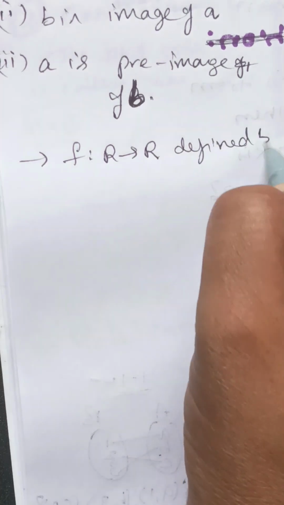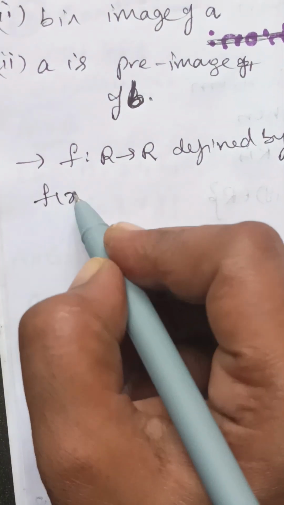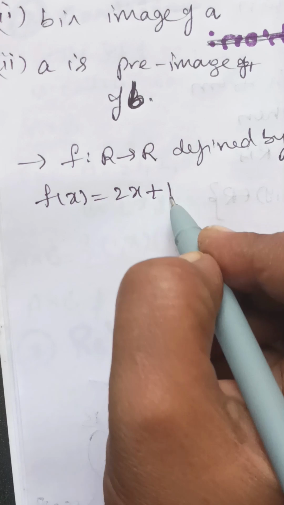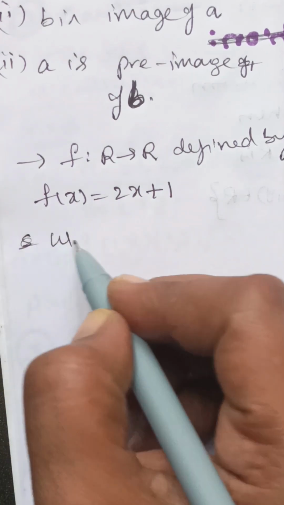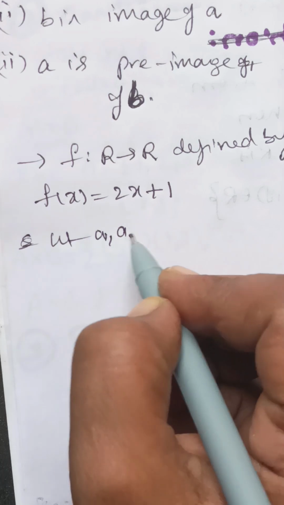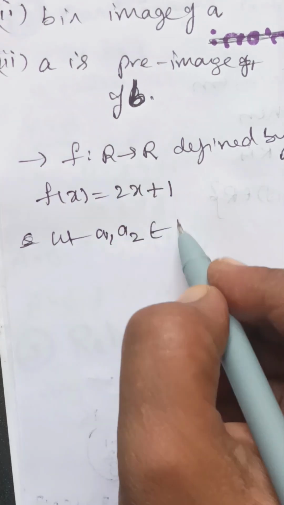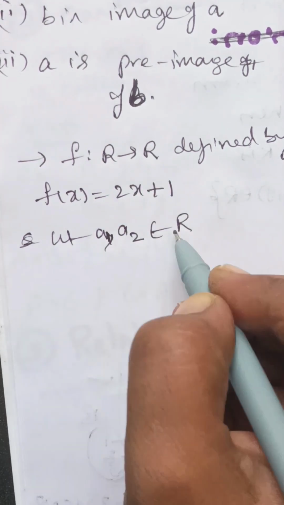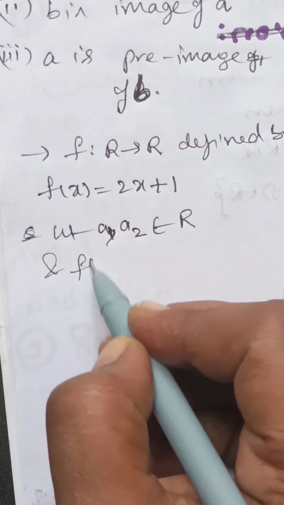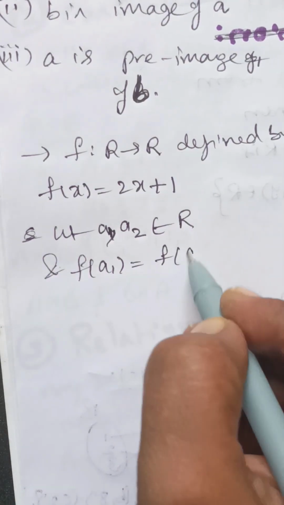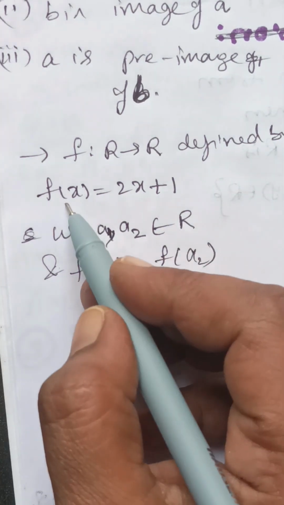Take an example. f maps R to R defined by f of x equal to 2x plus 1. Then let us take two elements a1, a2 belonging to the first set R. a1, a2 are two elements in the first set. And also take f of a1 equal to f of a2. Okay, f of x is defined as 2x plus 1.